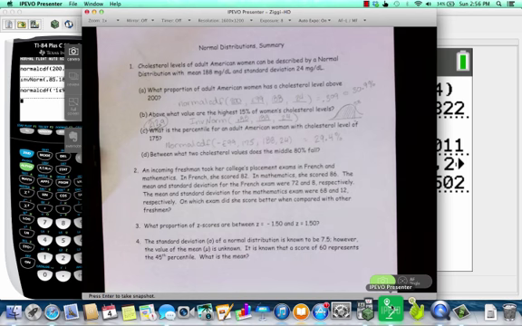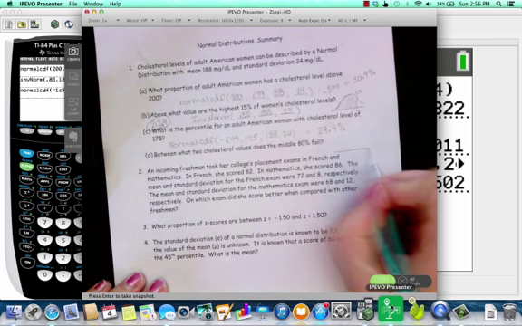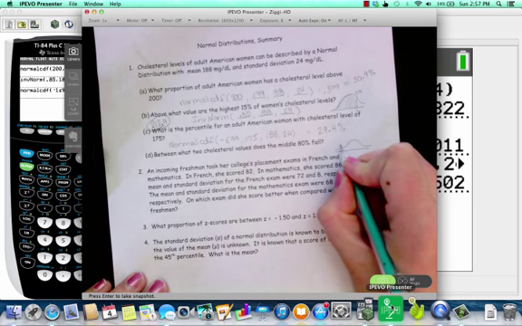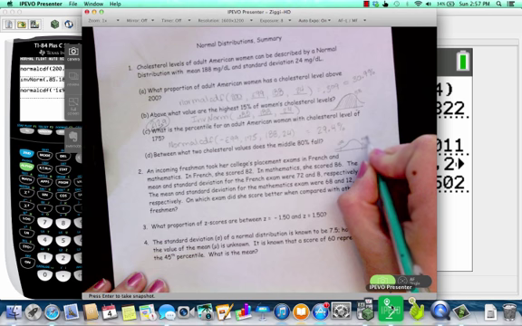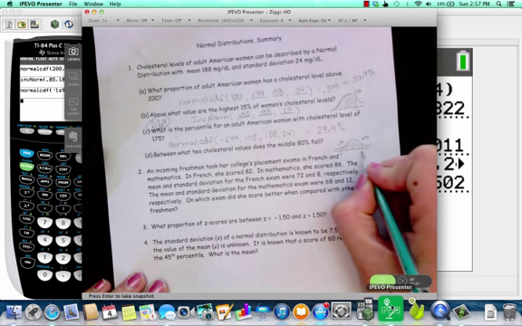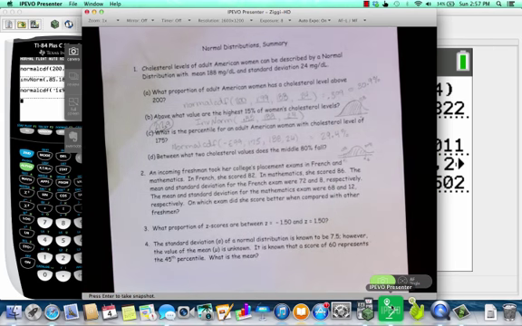Okay. Part D. Between what two cholesterol values does the middle 80% fall? Now this one, we're kind of using what we did in B. We want to use the inverse norm because that's what actually gives us a cutoff value. Now, what we're trying to do here is look at the middle 80%. So that means from 10% to 90%. And we want to know what's the cutoff value here and here.